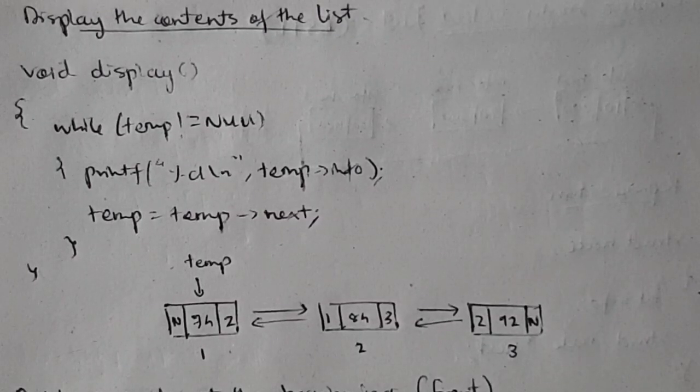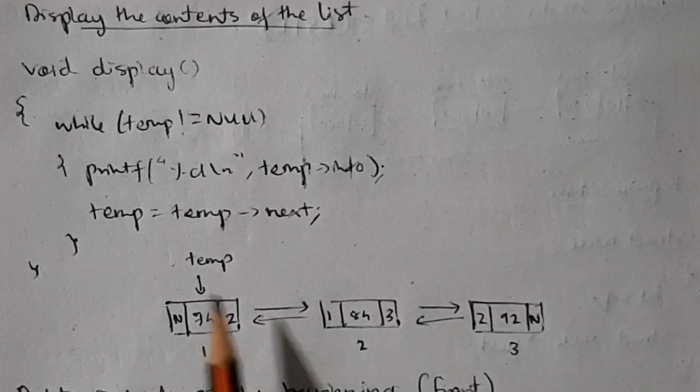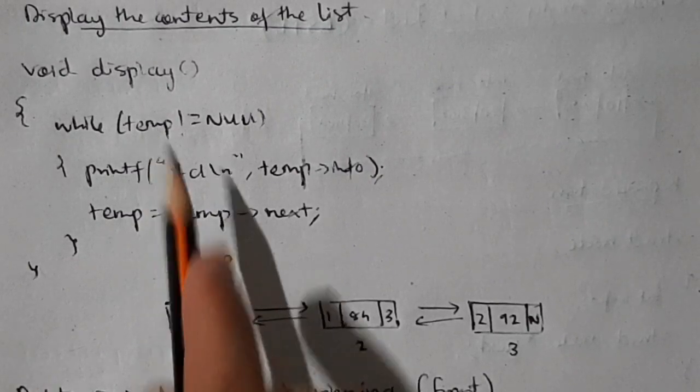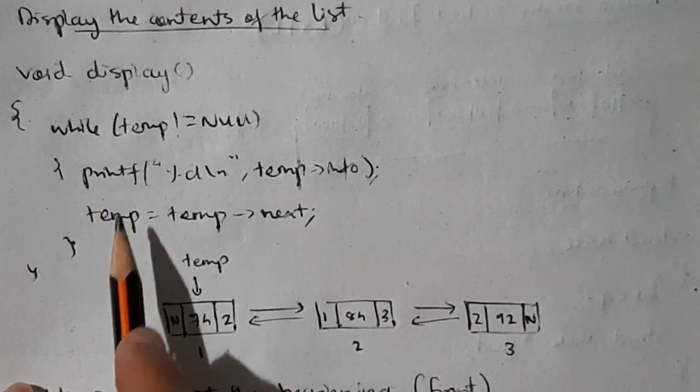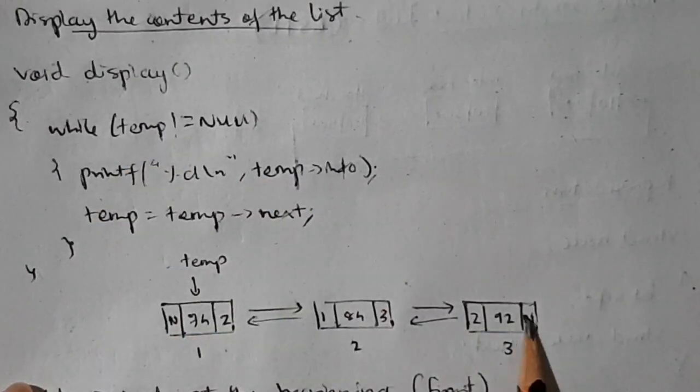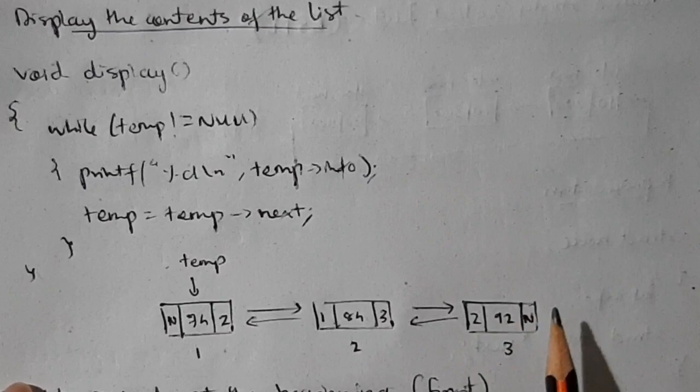In the display function it's the same thing, no difference here. See, you will start from temp, you will go to the next node, and you will go to the next node until temp is not equal to null. When temp becomes null, that means it has reached the end of the list.